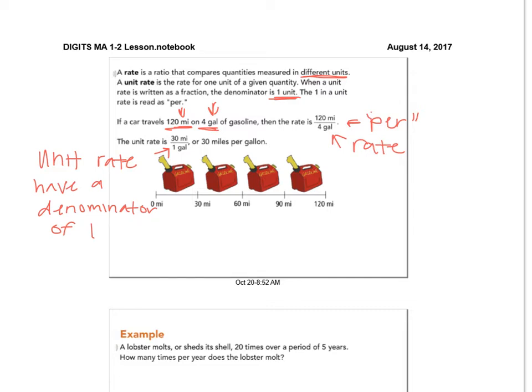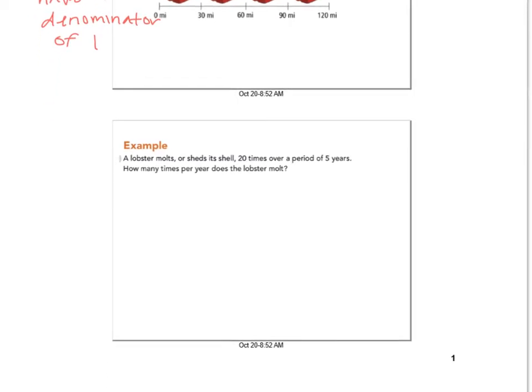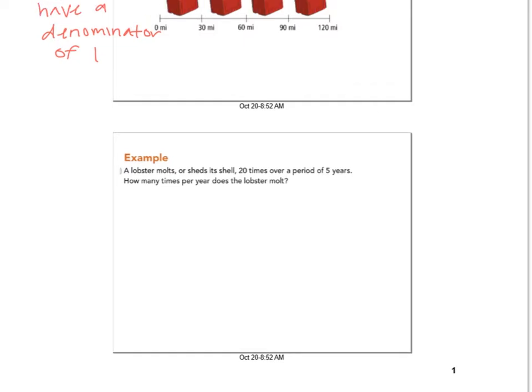So now how do we find a unit rate when we're only given the rate? So that's the next example. The lobster sheds its shell 20 times over a period of 5 years. So we're comparing two different things: how many times it sheds its shell compared to how many years. Okay? So this is a rate. So when we write it, we need to write it as a rate. So 20 over 5. So don't forget labels.